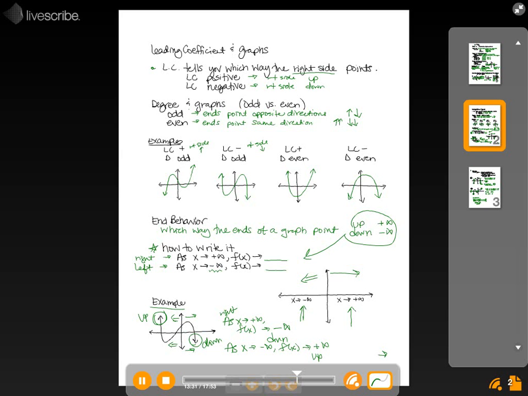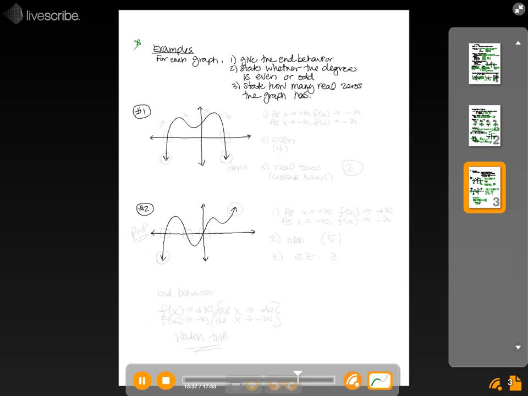Okay, what we're going to do now is combine all this stuff together in two examples. For each one of these examples, you're going to give me three things. First thing is to give the end behavior. Second thing is to state whether the degree is even or odd, and the third thing is to state how many real zeros the graph has. So let's start with end behavior.